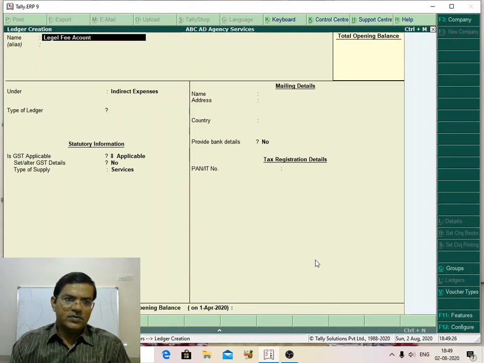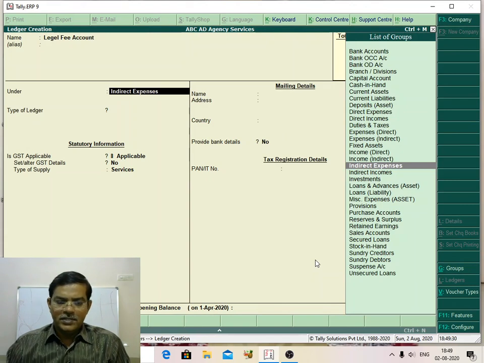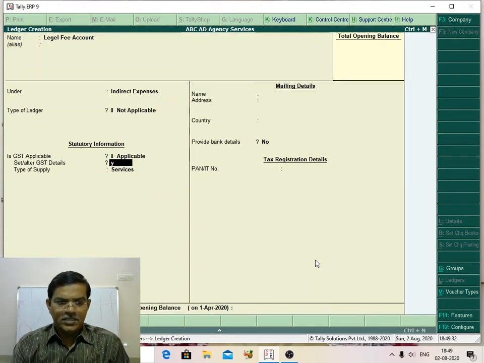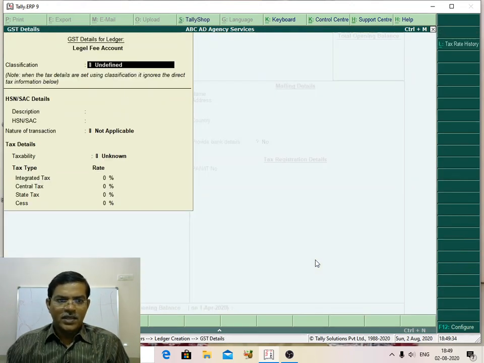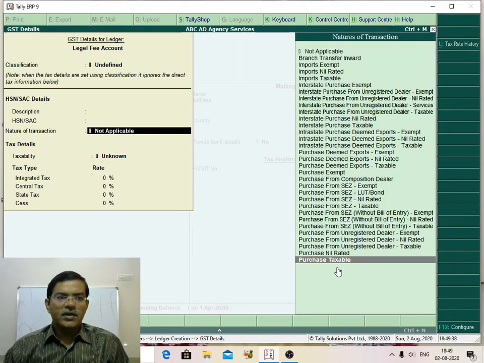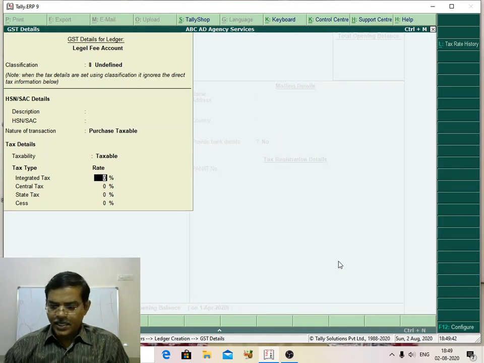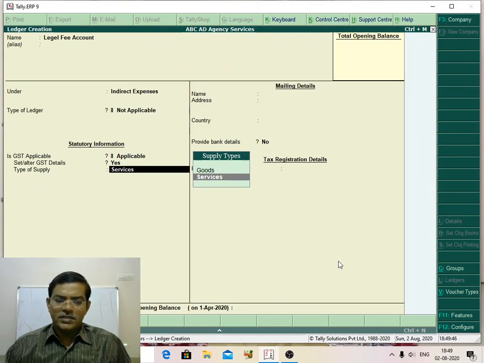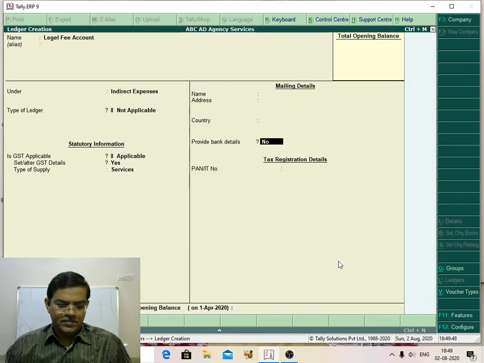Legal fee account. It is also under indirect expenses. GST is applicable. It is also under the purchase taxable nature of transaction, and this is also in the 18% tax bracket. Type of supply is services. Use Ctrl+A to accept the screen.